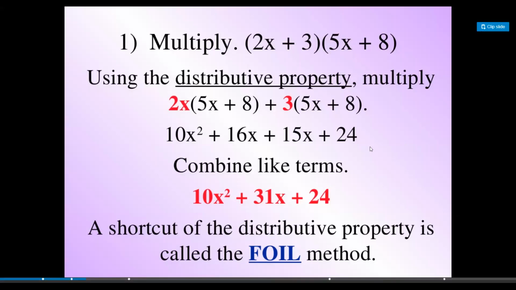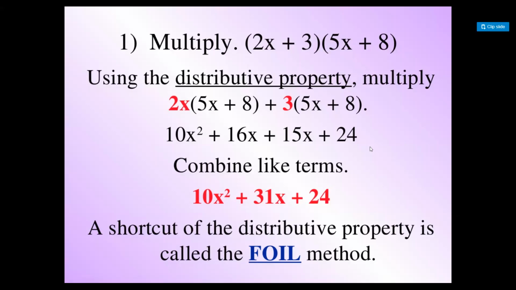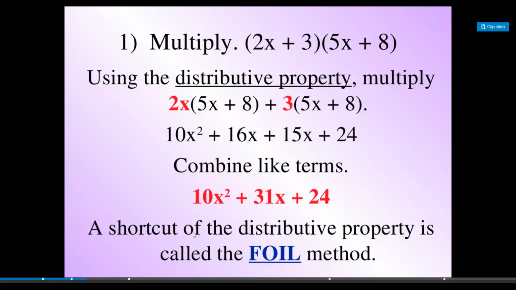We are going to start the introductory part from the multiplication of polynomials. You can see here the polynomials to multiply: 2x plus 3 and 5x plus 8. So there are two expressions. 2x plus 3 is a binomial expression and 5x plus 8 is also a binomial expression. When these two expressions are multiplied, we will get four terms.